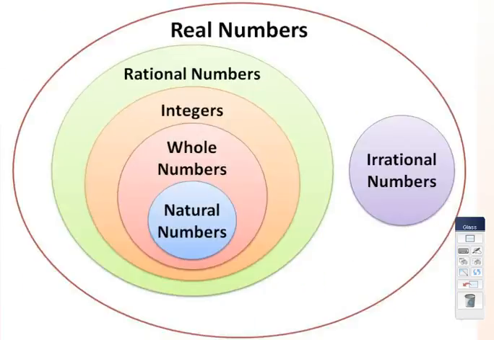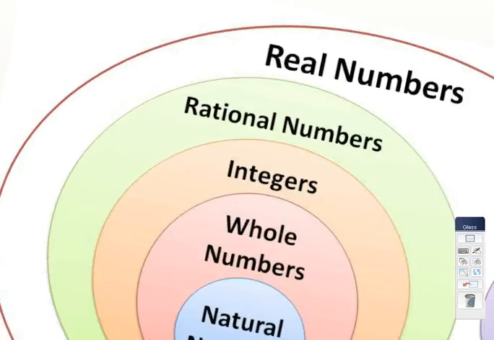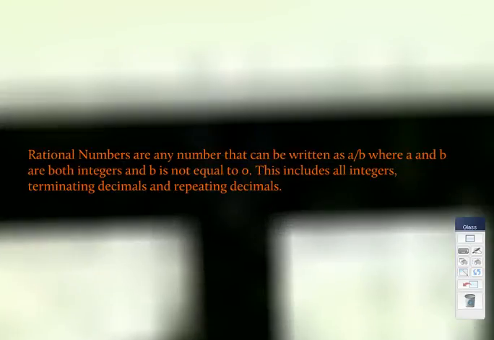Okay, next up we have rational numbers. All those natural, whole, and integer numbers are rational, but there are also some other numbers that are rational. That's any number that can be written as a fraction, a over b, where a and b are both integers. B cannot be equal to 0, which I know we've talked about in this class. So any integers, terminating decimals, and repeating decimals that we've talked about are rational, because they can all be written as fractions. We know how to turn a terminating decimal into a fraction, and we know how to do the repeating decimal. That was that long process with making the equations. If you can write it as a fraction, it's rational.